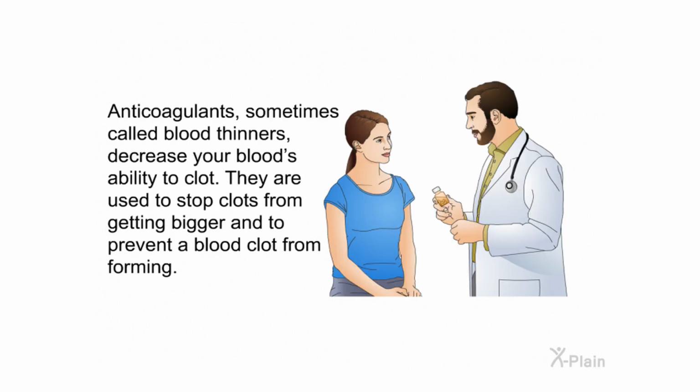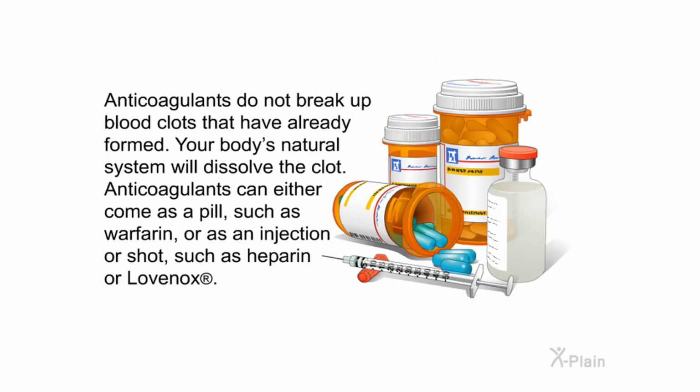Anticoagulants, sometimes called blood thinners, decrease your blood's ability to clot. They are used to stop clots from getting bigger and to prevent a blood clot from forming. Anticoagulants do not break up blood clots that have already formed. Your body's natural system will dissolve the clot. Anticoagulants can either come as a pill, such as warfarin, or as an injection or shot, such as heparin or Lovenox.